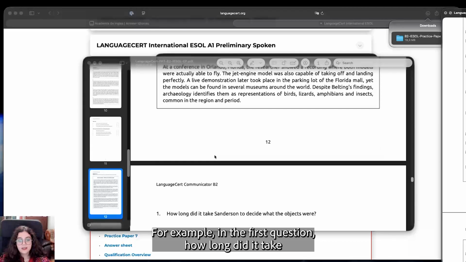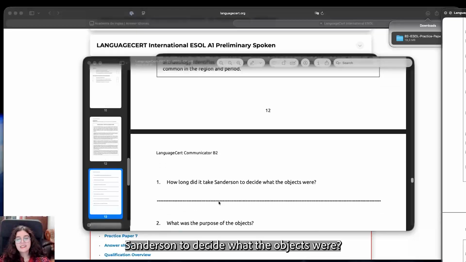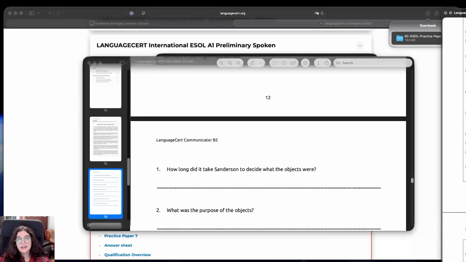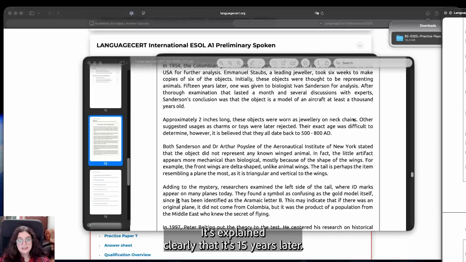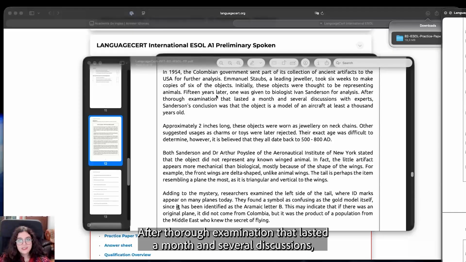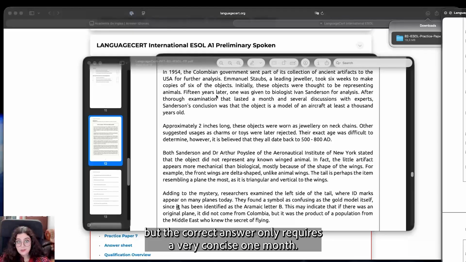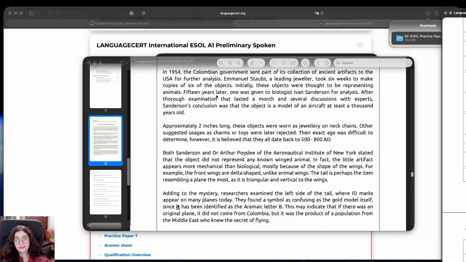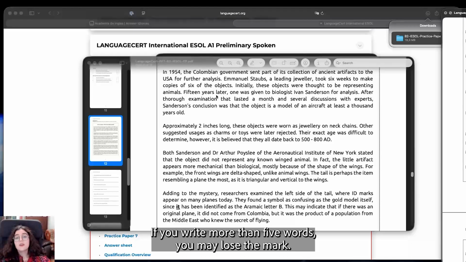For example, in the first question, how long did it take Sanderson to decide what the objects were? The answer to this is very, very specific. It's explained clearly that it's 15 years later. One was given to biologist Ivan Sanderson for analysis after thorough examination that lasted a month and several discussions. But the correct answer only requires a very concise 1 month. Therefore, it is absolutely essential to be careful here. If you write more than 5 words, you may lose the mark.